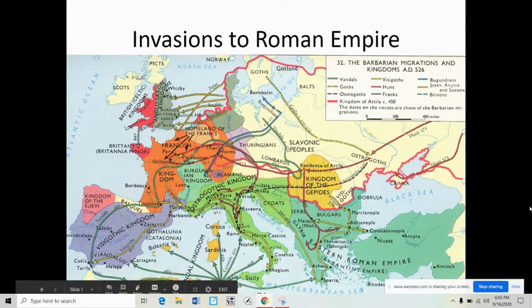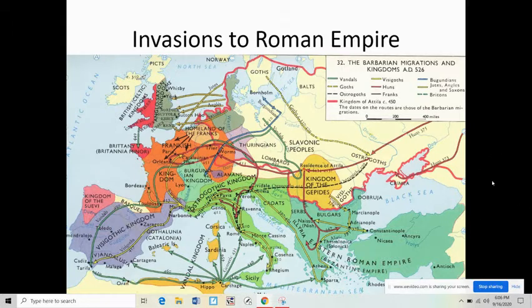All right, ladies and gentlemen, welcome to the new unit, Middle Ages. So we just finished up with the fall of the Roman Empire, the fall of the Roman Republic, and just kind of the overall collapse of Rome and how that happened. Now we're going to take it to the next step. We're going to see what happened after Rome fell.